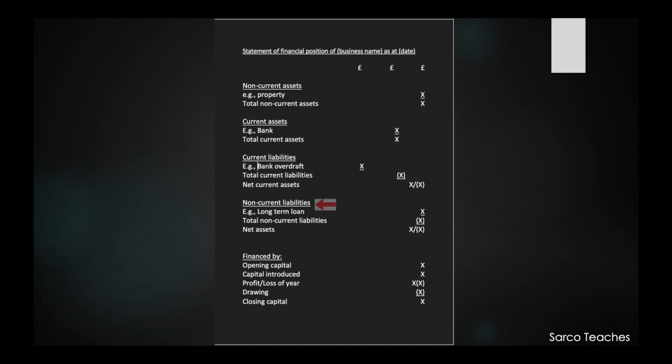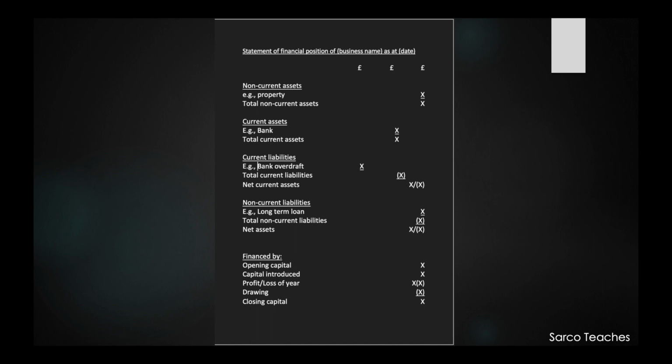Then we have non-current liabilities. I've given an example, long-term loan. Then you total it up and put it in total non-current liabilities. Then there's net assets. Net assets is net current assets minus total non-current liabilities.